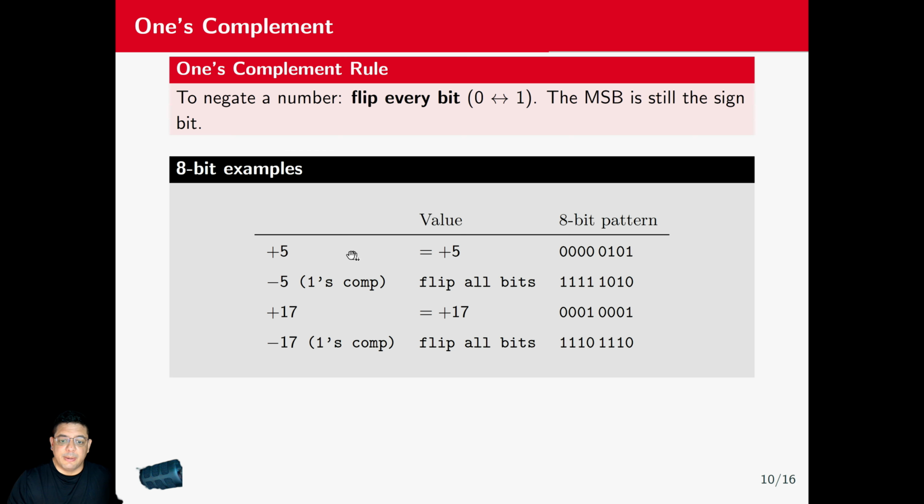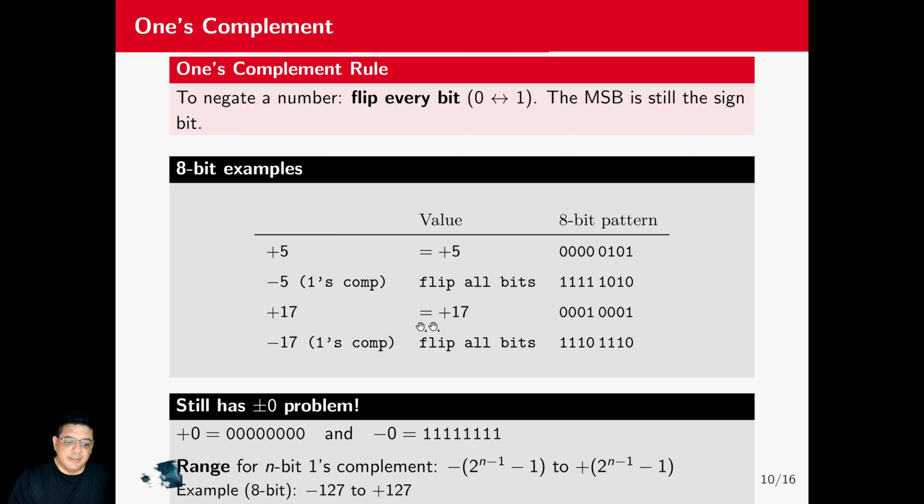So this is going to add up to 5 if we transform this to decimal. Now, if we want to represent minus 5 in the one's complement rule, we flip all the bits. So now everything that was a 0 before is going to be a 1, and everything that was 1 before is going to be a 0. Notice that now it's 1, 1, 1, 1, 1, 0, 1, 0. Now, for a number like plus 17, you will have 0, 0, 0, 1, 0, 0, 0, 1, and flipping into minus 17 will give me 1, 1, 1, 0, 1, 1, 1, 0.